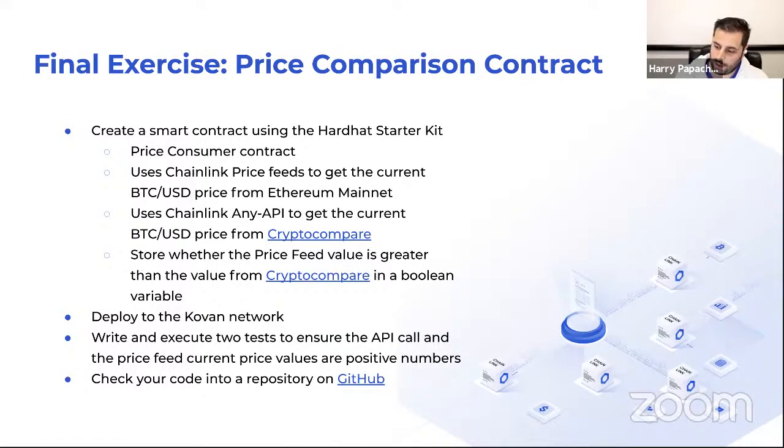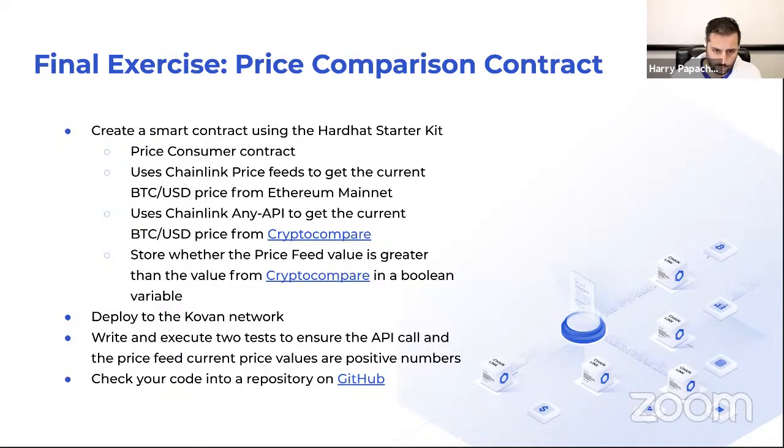Then you're going to deploy the smart contract to the Kovan network, just like the other smart contracts get deployed. Then you're going to write and execute a couple of tests for that deployed smart contract. And hopefully at the end, you'll check your Hardhat project into a public GitHub repository.